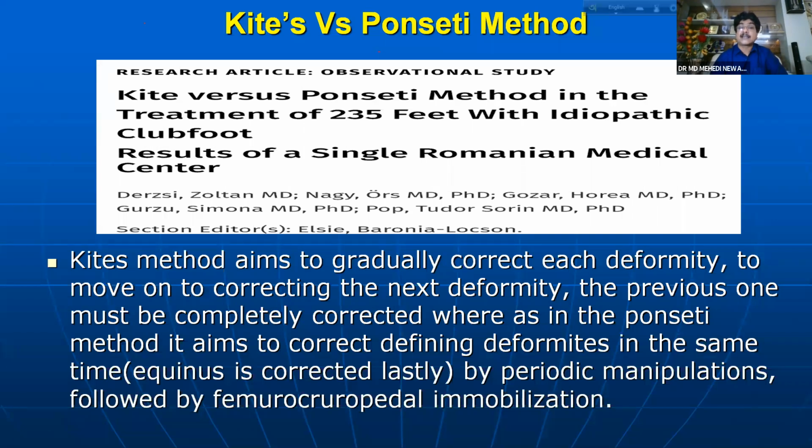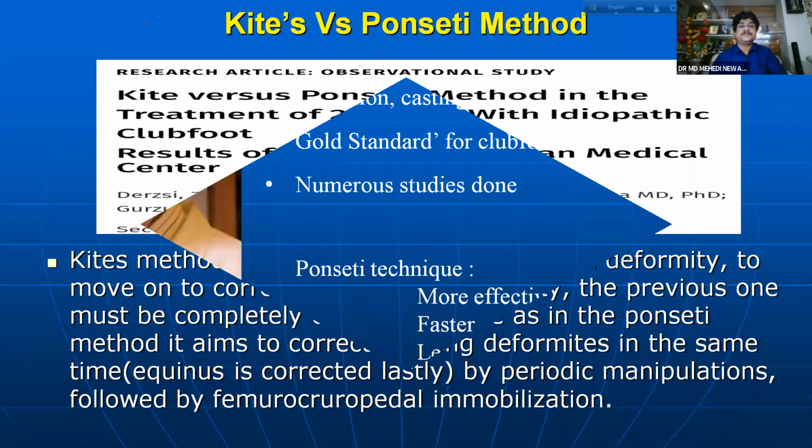That is, equinus is corrected lastly by periodic manipulations, followed by femorocarpopedal immobilization. And in the Kite method, we forcefully obstruct the calcaneocuboid joint, and also we forcefully invert the calcaneus, and it is a very wrong procedure.